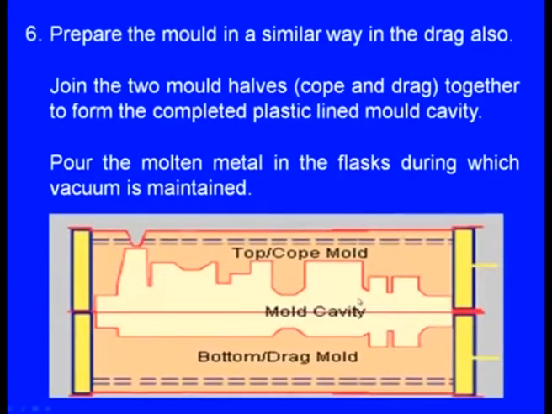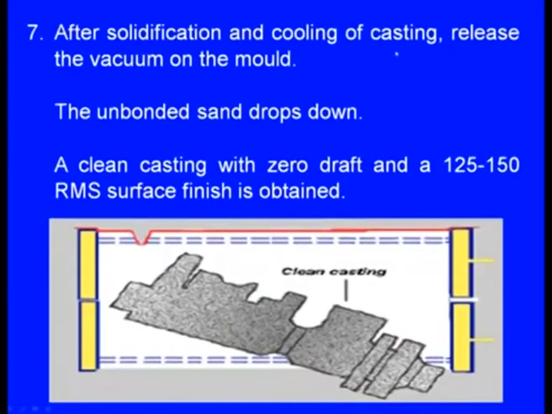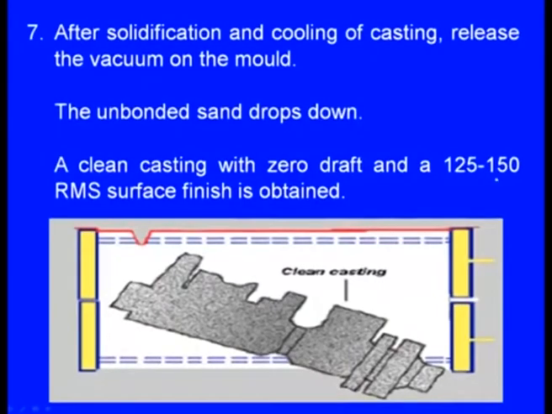So, this continues, vacuum continues till the solidification is over, and after solidification and cooling of the casting, release the vacuum on the mold. Then what will happen? The unbonded sand will be dropping down. A clean casting with 0 draft and a 125 to 150 RMS surface finish will be obtained. So, this is the finished casting. So, these are the important steps involved in the vacuum sealed moulding process.